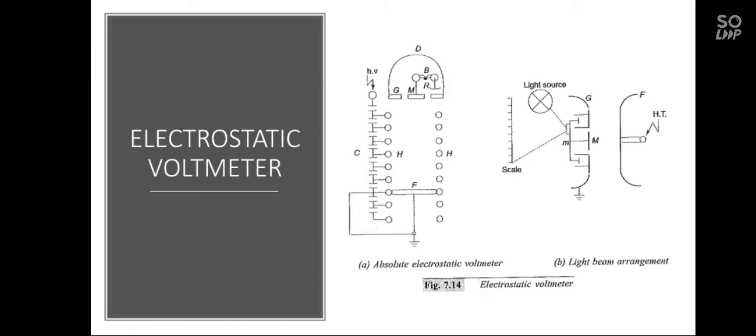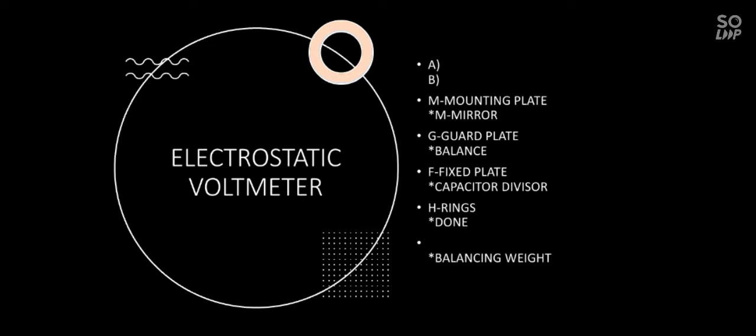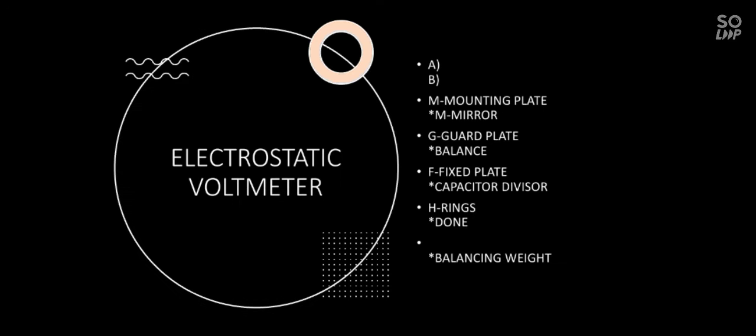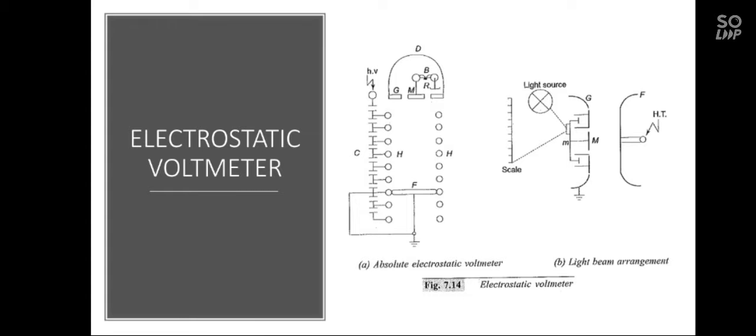This is a block diagram of the electrostatic voltmeter. Absolute electrostatic voltmeter, light beam arrangement. In the absolute electrostatic voltmeter, M is the mounting plate mirror, G is the ground plate balance, F is the fixed plate, C is the capacitor divisor, H is the air gap, and W is the balancing weight. These are the parts of the electrostatic voltmeter.